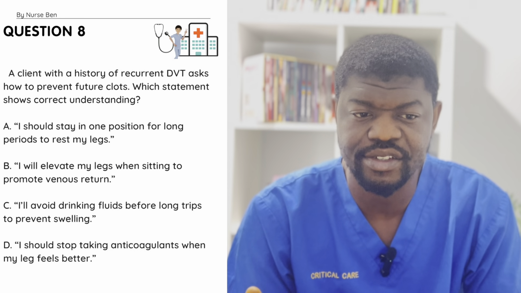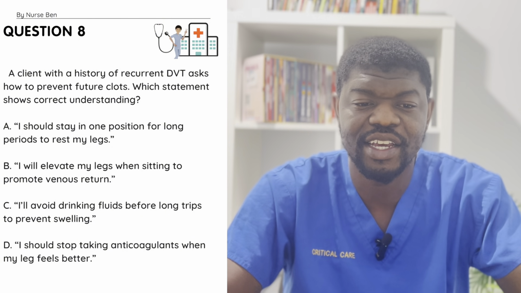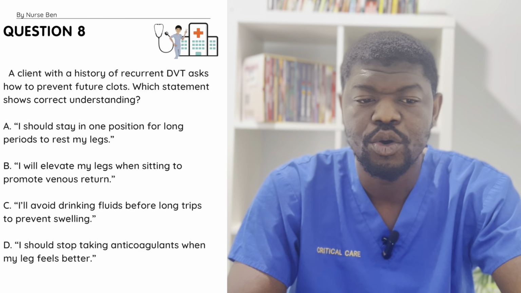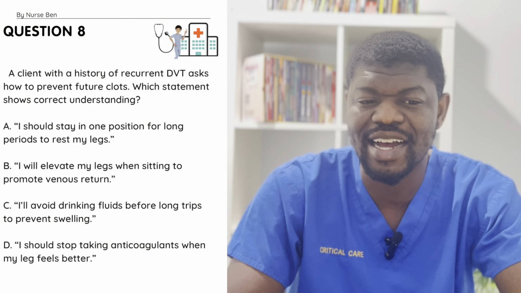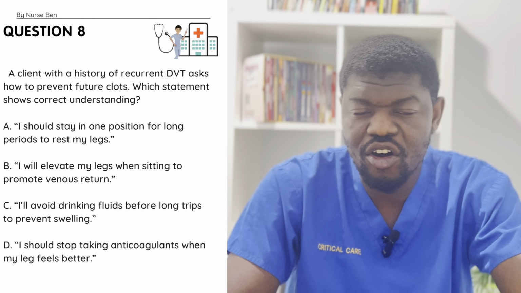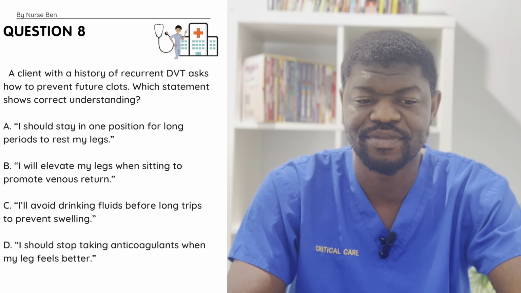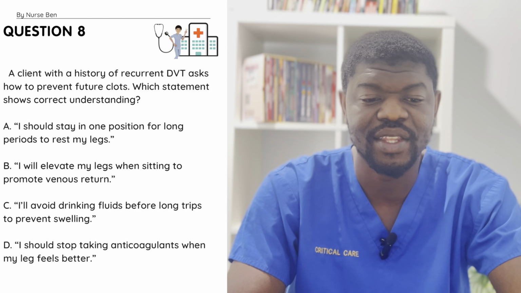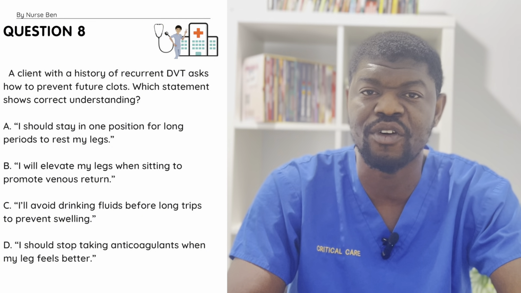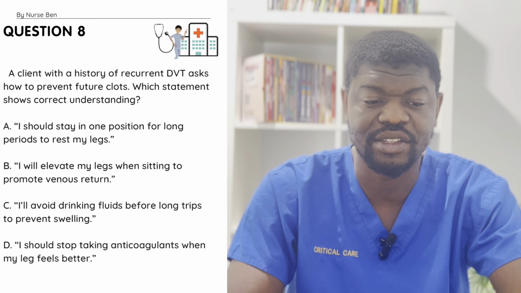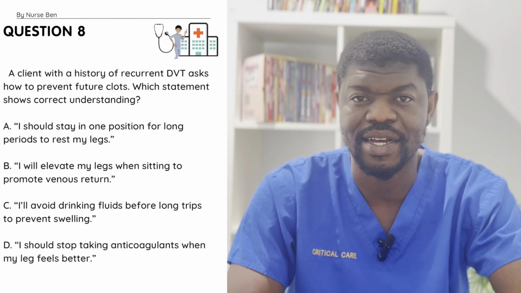Final question for this series. A client with a history of recurrent DVT asks how to prevent future clots. Which statement shows correct understanding? A, I should stay in one position for long periods to rest my legs. B, I will elevate my legs when sitting to promote venous return. C, I will avoid drinking fluids before long trips to prevent swelling. D, I should stop taking anticoagulants when my legs feel better. Drop your answer in the comment section.